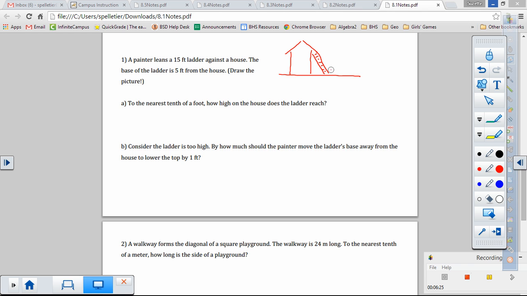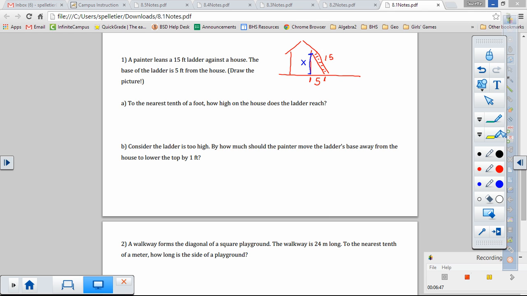Okay, it's a 15-foot ladder, and the ladder is 5 feet from the base of the house, so this distance is 5. Okay? To the nearest tenth of a foot, how high on the house does the ladder reach? So we want to know this distance. How high on the house does the ladder reach?